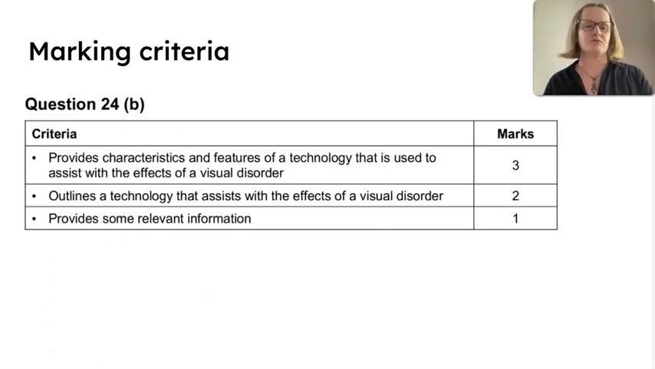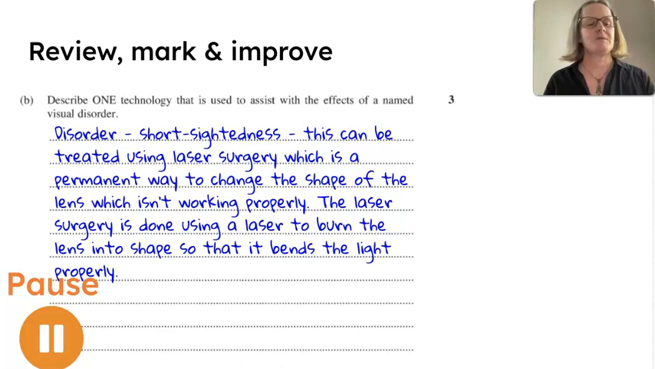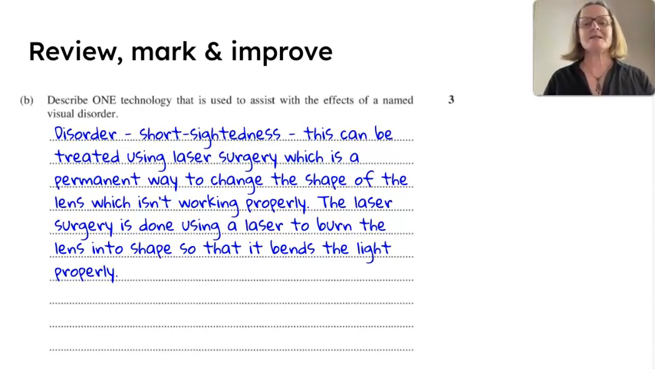Again, pause to read it. And then assess what you think this student will get. It's a different disorder from the previous question, but that's okay. It just needs to be another named visual disorder. So pause and decide how many marks this is worth and if you can improve it. So this disorder this time is short-sightedness. That's good. And they've talked about it being treated with laser surgery and the permanent way to change the shape of the lens that isn't working properly.